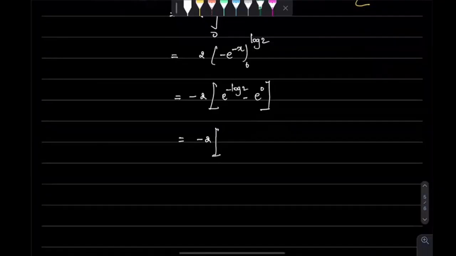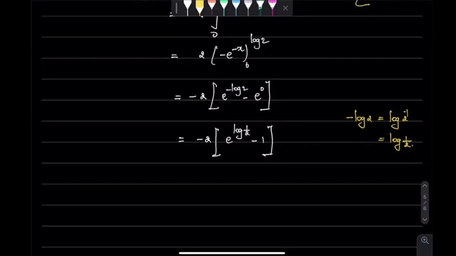e power, can I say, log 1 by 2? How, sir? Because minus log 2 can be written as log of 2 power minus 1, which is nothing but log of 1 by 2. I'm applying the power rule here. So I'm just simplifying, children. That's it. Nothing great here. Since exponential and log are inverse functions, I get minus 2 times 1 by 2 minus 1.